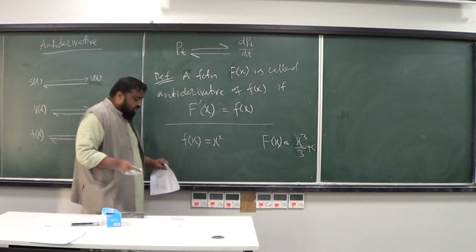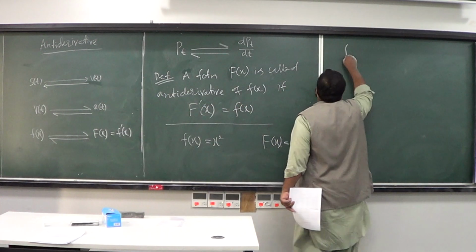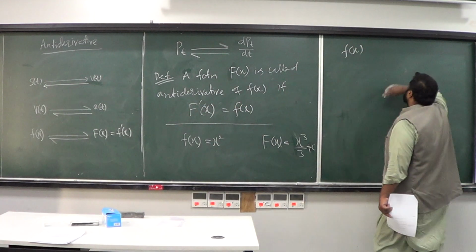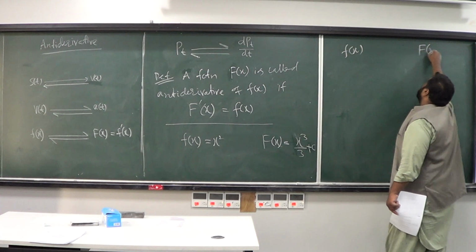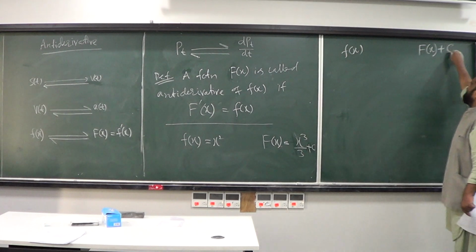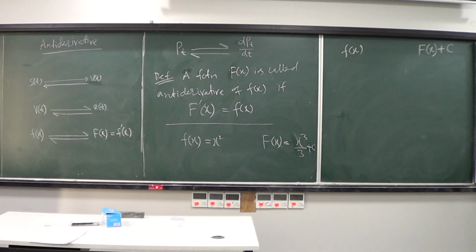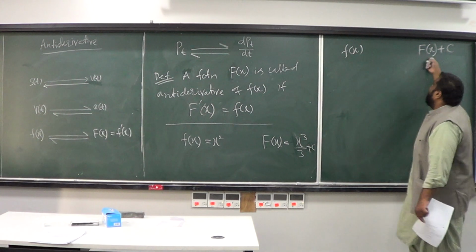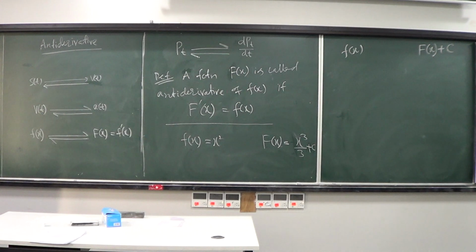Okay? So whenever you are given a function, its antiderivative is going to be some function plus a constant c. Always. So for a given function, the antiderivative is really some function F of x plus some constant. This is what we have to find in all of these situations.